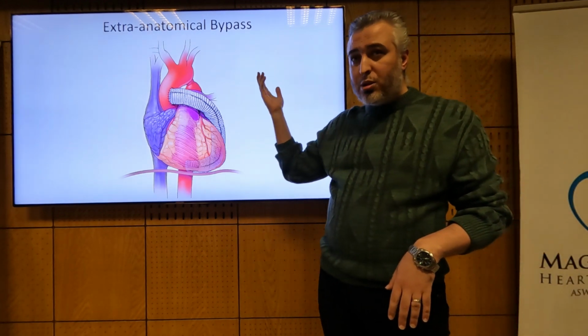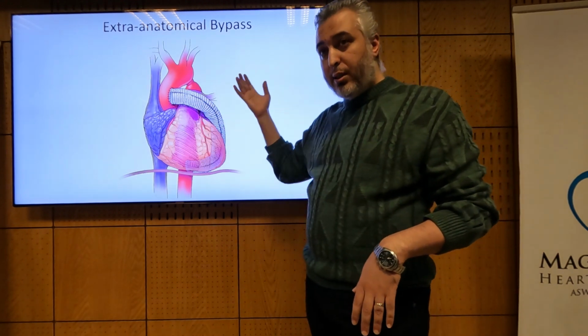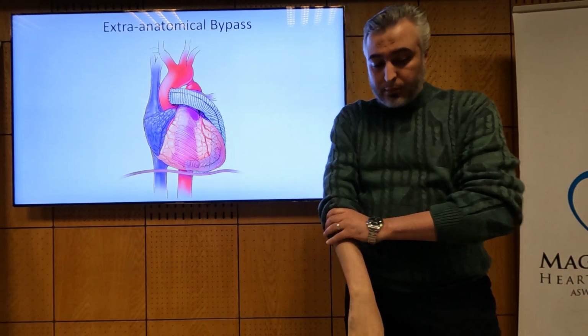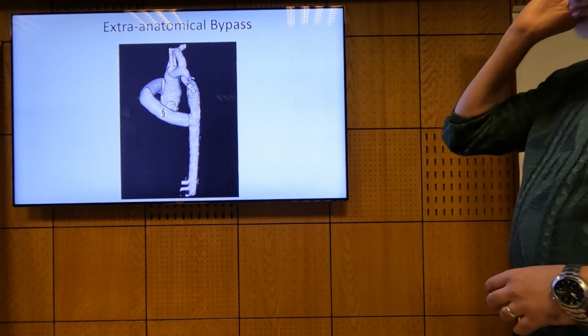So this is another option. Going from ascending to descending, you just bypass the obstruction, and then you get enough blood into the descending aorta, and the afterload is reduced. So that's a post-operative image for a patient with extra-anatomical bypass.